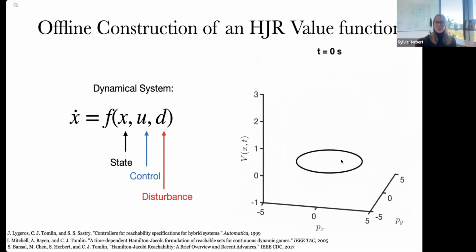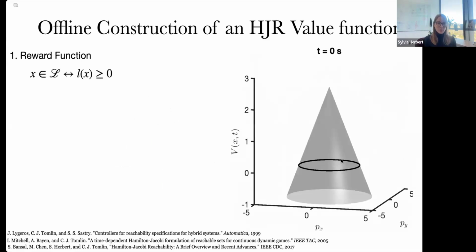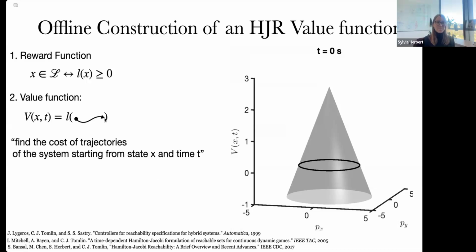Well, how we would build this up is by first defining a reward function, where the reward function is simply positive if you're inside the constraint set and negative if you're outside of it. And so very, very clear here. Here we have a signed distance function to the boundary of this constraint set. And next, we want to use this to build up a value function, where the value function here, let's start with just saying we're going to pick an initial state and time and ask what will be the reward at the end of my trajectory from this initial state and time. So find the cost, or in this case, reward of trajectories of the system starting from state X and time T.